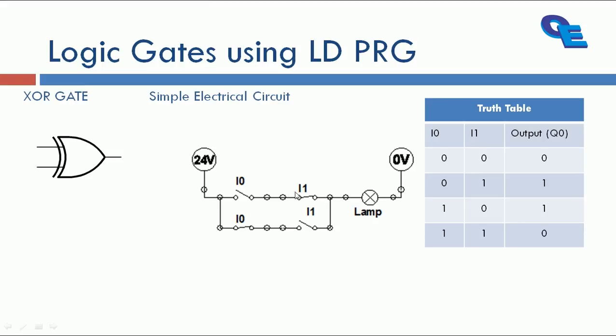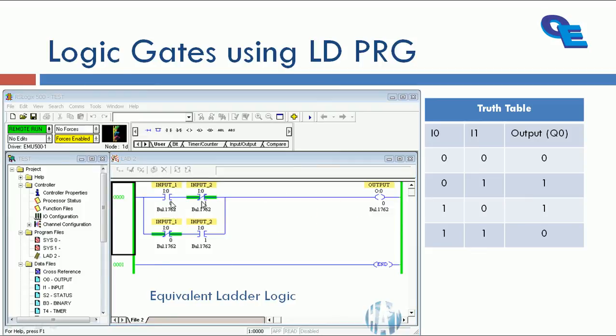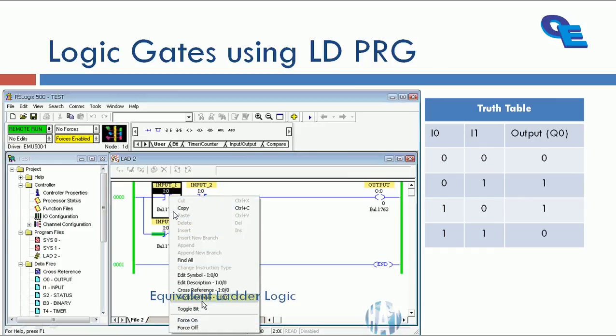Okay, 1 0. I1 0 means we are not operating it, and I0 1 means we are operating this switch, and the signal will flow from this term. Okay, and output is high. Now let's see the equivalent ladder diagram for this XOR gate. This is the equivalent XOR gate ladder diagram here.